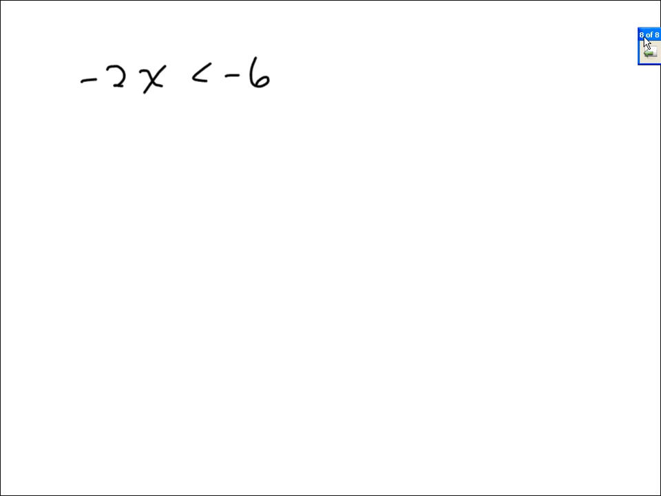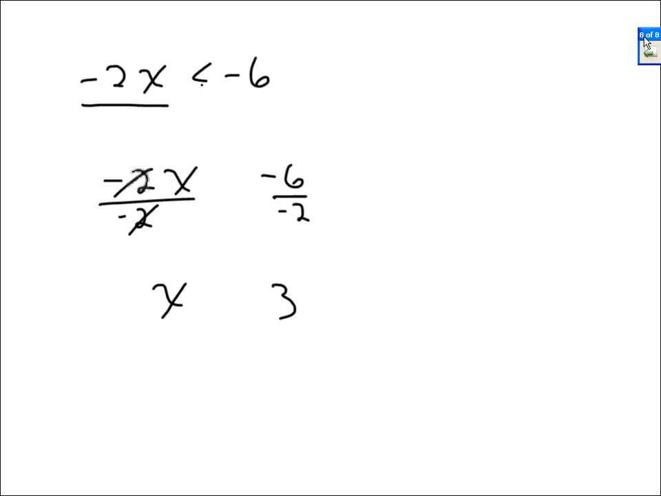Dividing is the same as multiplying. You just multiply by the reciprocal. That is the same rule for dividing. If you multiply or divide by a negative number, like negative 2, well here, we wanted to divide by negative 2, because then I get x. You divide by negative 2 and you get 3. But since you divided by or multiplied by a negative number, you change the sign of the inequality.